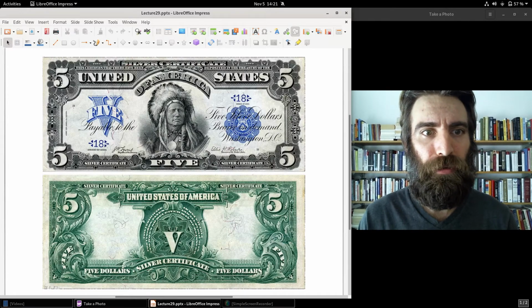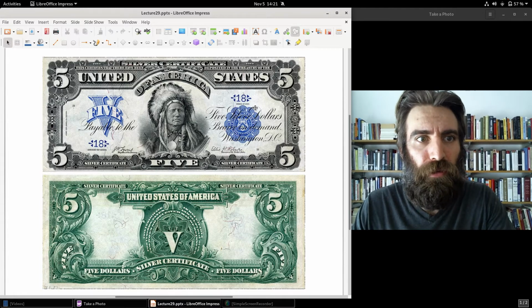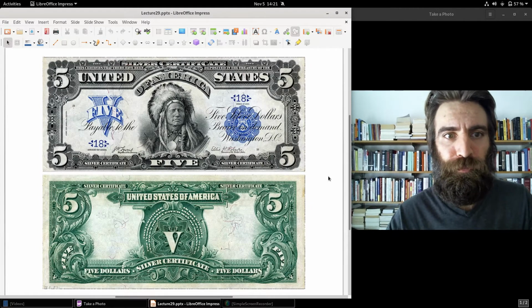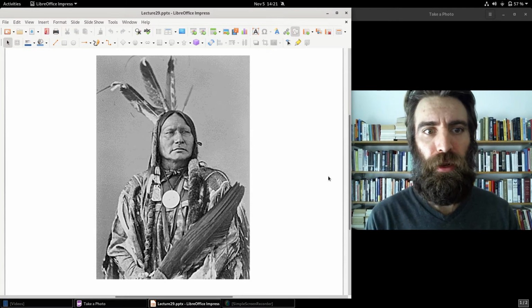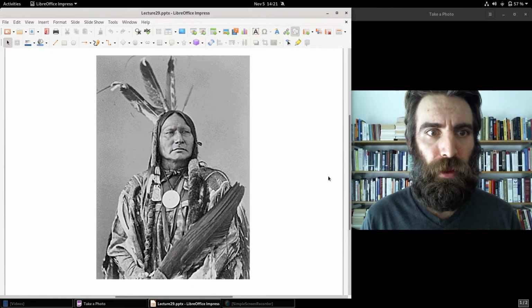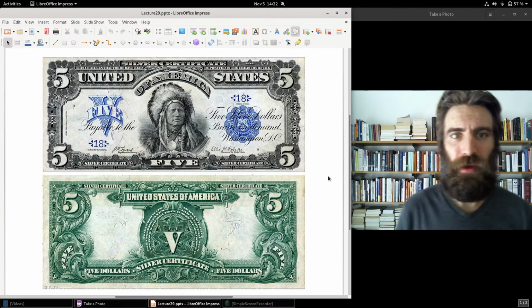This is one of my favorites. This is Running Antelope of the Lakota tribe. This is a silver certificate, $5 silver from 1899. There's Running Antelope, and this is what that was based upon. This note, that is. So that's silver certificates. Okay.